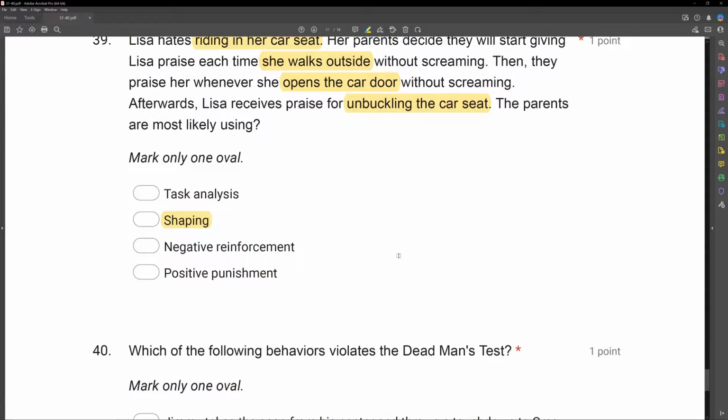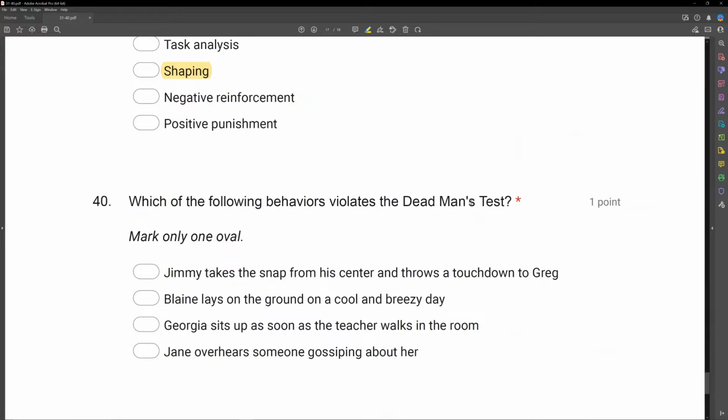Finally, 40. Which of the following behaviors violates the dead man's test? Got another dead man's test. The dead man's test says we don't focus on any behavior a dead man can do. Sitting still, lying still, not talking, right? These things are what a dead man can do. We're trying to teach actual behaviors. So, what violates the dead man's test?